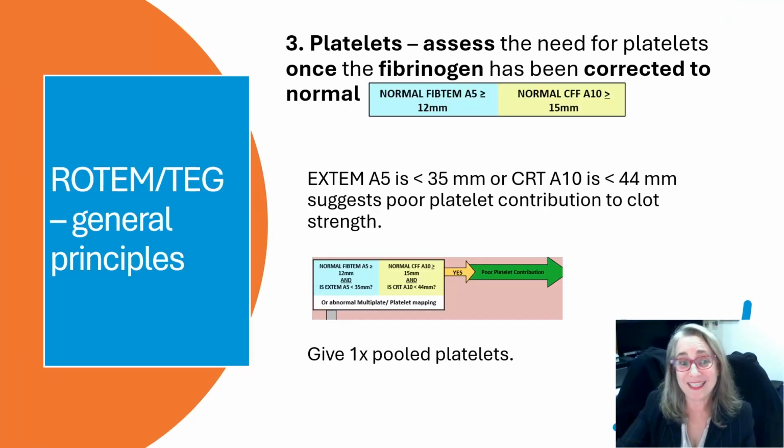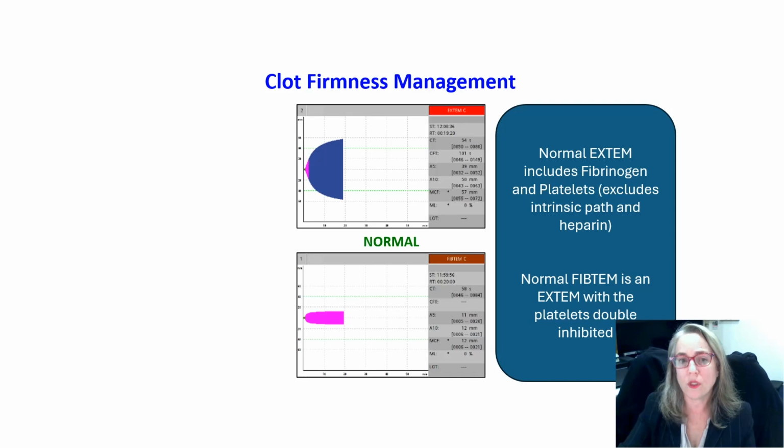So once the fibrinogen has met these guidelines and been corrected, then you can go on and have a look at your platelets, and if these criteria are met, there may be a poor platelet contribution. Of course, if you have a low platelet count, you should be treating that right at the top of the algorithm. You can go on and do some more nuanced testing of platelets if you have that facility.